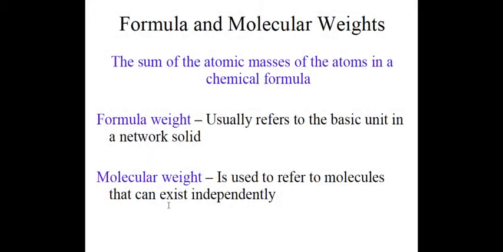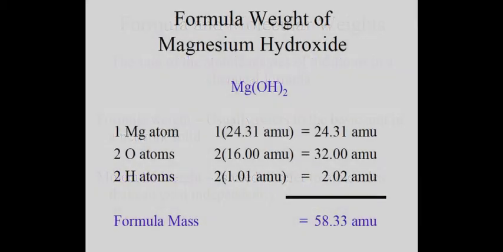Now for molecular weight, it says here it can be used to refer to molecules that can exist independently, but we can just think of it as referring to the weight of any given molecular compound. That is something that does not have a metal or ion present in the compound. Here's an example of formula weight.